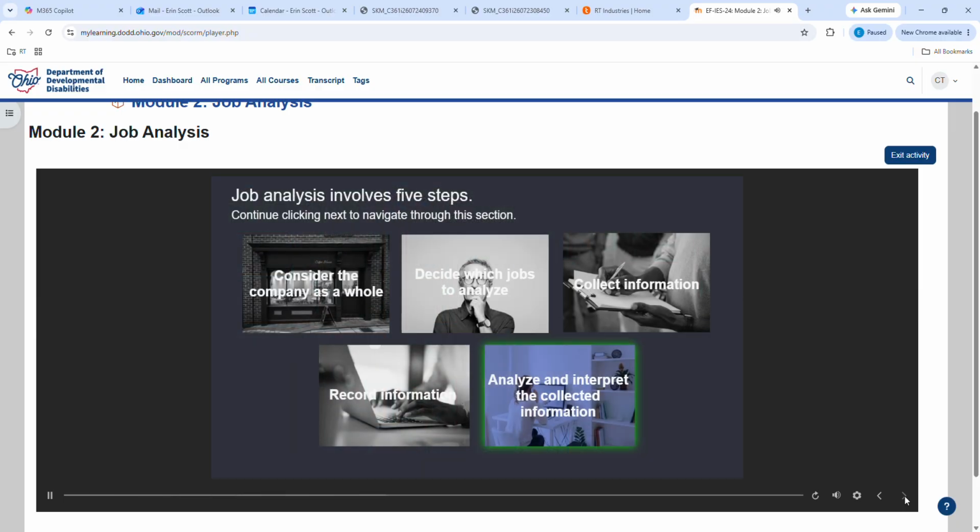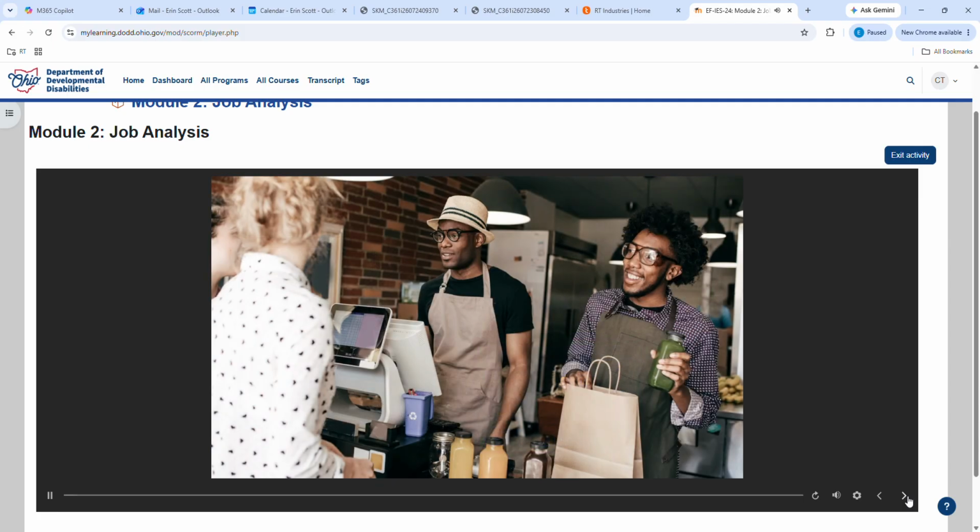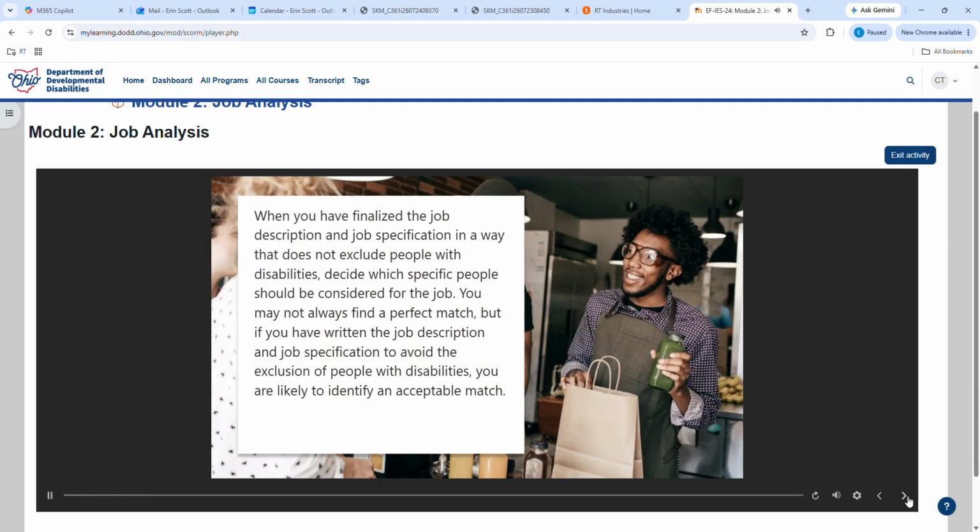Analyze and interpret the collected information. When you have finalized the job description and job specification in a way that does not exclude people with disabilities, decide which specific people should be considered for the job. You may not always find a perfect match, but if you have written the job description and job specification to avoid the exclusion of people with disabilities, you are likely to identify an acceptable match.